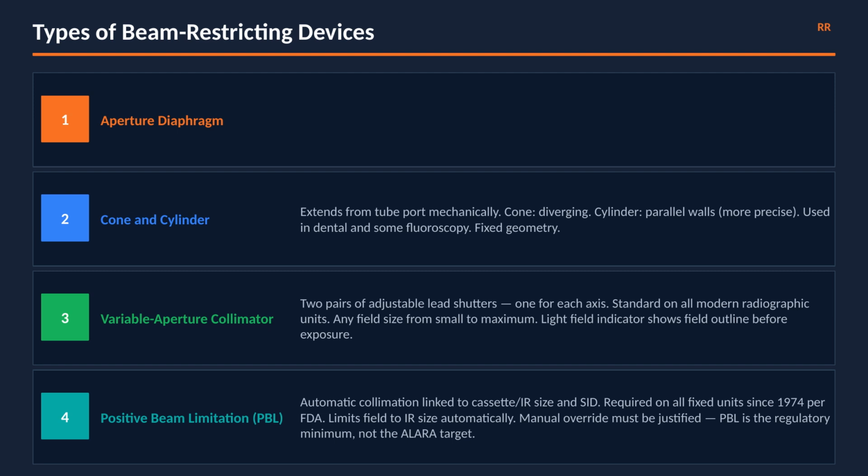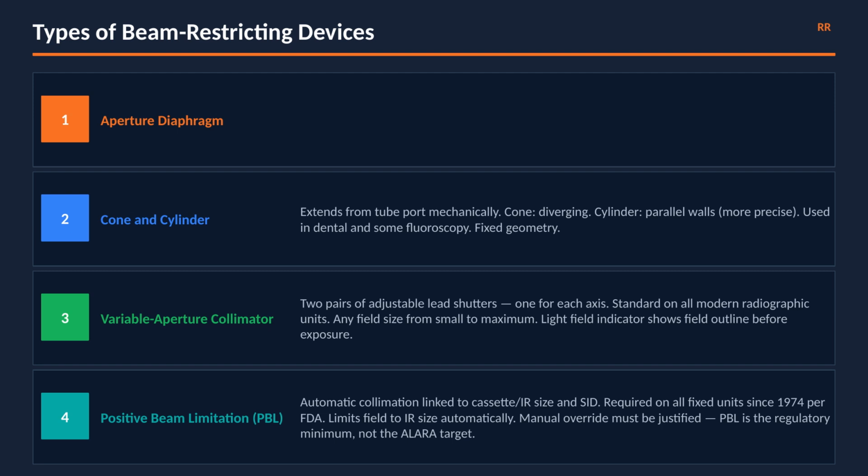The variable aperture collimator is the standard on every modern radiographic unit. Two pairs of adjustable lead shutters, one pair for each axis, allow any field size, from very small to the maximum at the given SID. A light beam inside the collimator shows the field outline before exposure.